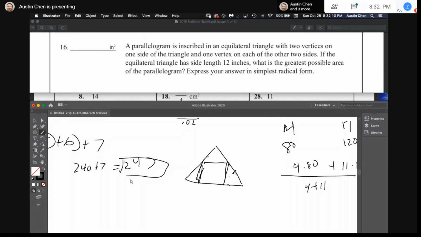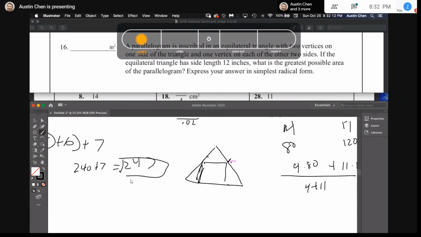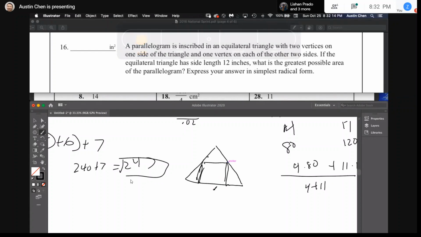And the side lengths are 12 inches. Why is my drawing so bad? Okay, the side lengths are 12 inches. What is the greatest possible area of the parallelogram? Express your answer in simplest radical form.